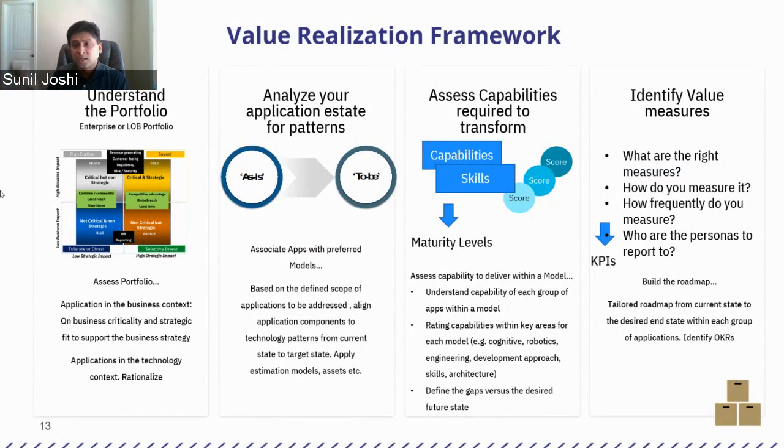What are the meaningful measures? You don't have to measure things just for the heck of measuring, and people do that all the time, right? How do you optimize that? How do you measure it? How frequently do you measure it? Who are the personas that are interested in different types of measure? A CIO is interested in much higher level measures than a development manager, for example.